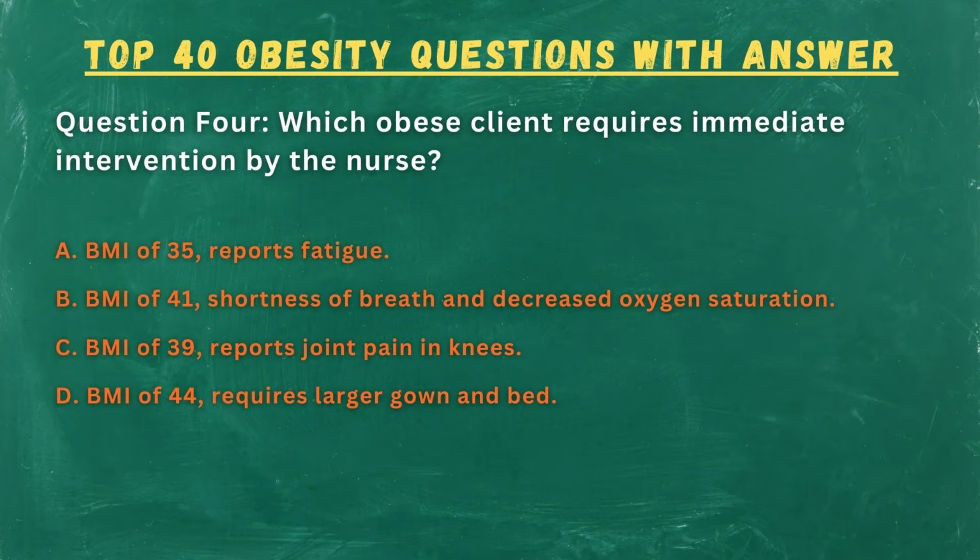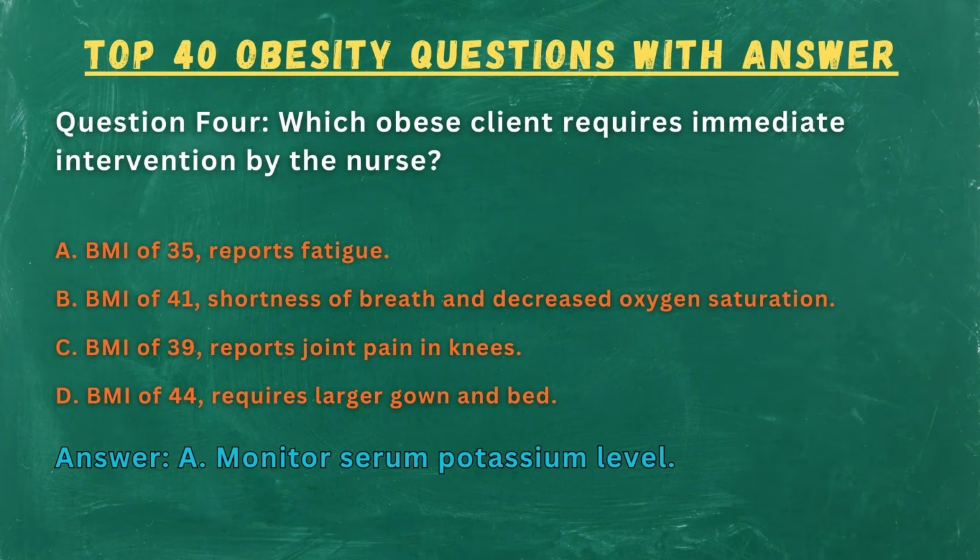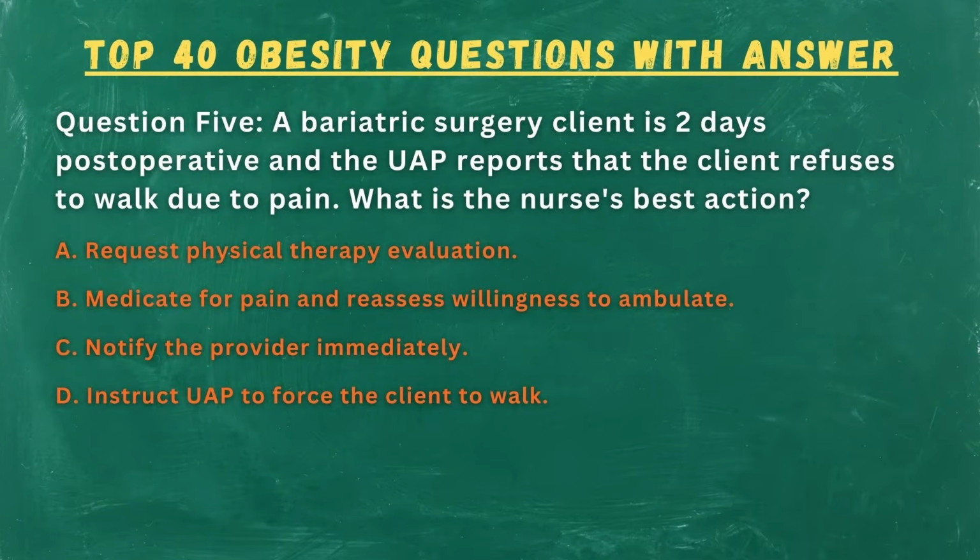Question 4. Which obese client requires immediate intervention by the nurse? A. BMI of 35, reports fatigue. B. BMI of 41, shortness of breath and decreased oxygen saturation. C. BMI of 39, reports joint pain in knees. D. BMI of 44, requires larger gown and bed. Answer. B. BMI of 41, shortness of breath and decreased oxygen saturation.